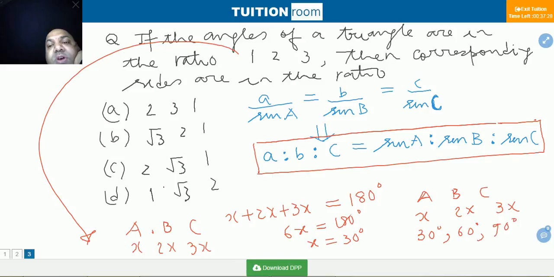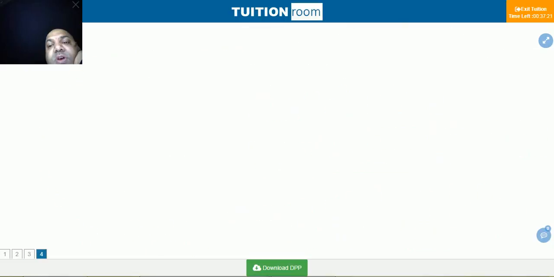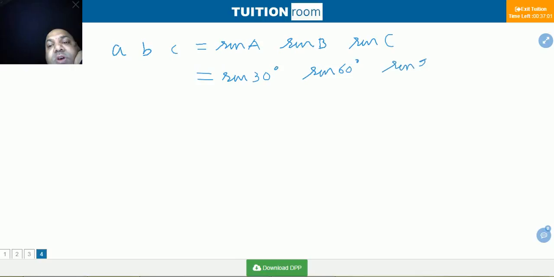Then now what will we do here? Now a is to b is to c is equal to sin A is to sin B is to sin C. Then sin 30 degrees is to sin 60 degrees is to sin 90 degrees. Sin 30 degrees, we know that this is 1 by 2, root 3 by 2, 1.